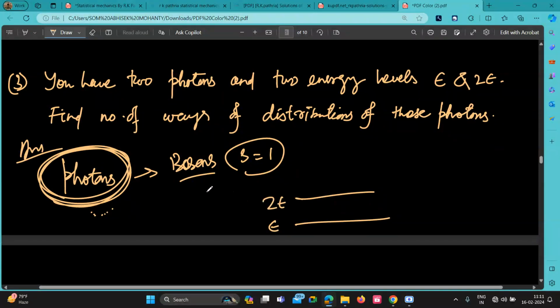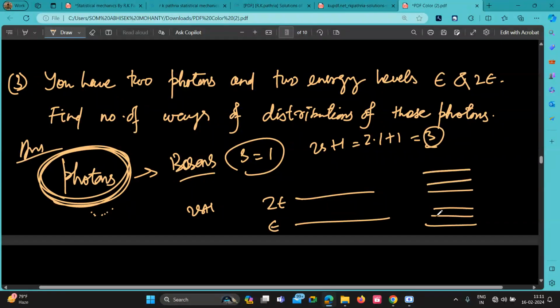So each energy level will split into 2s plus 1 values. 2s plus 1 is how much? 2 into 1 plus 1. That is 3, right? So just 1, 2, 3, 1, 2, 3. So this is your epsilon. This is your 2 epsilon.